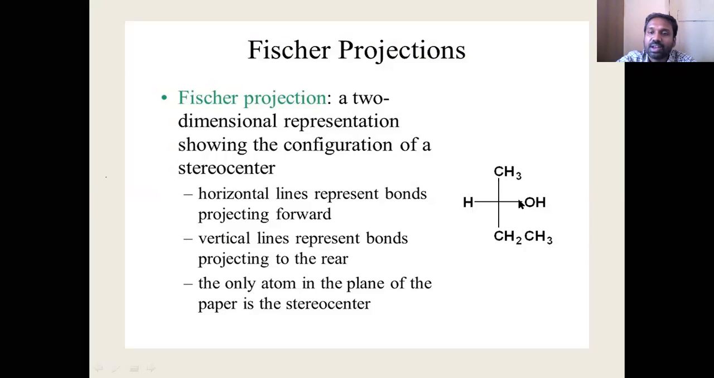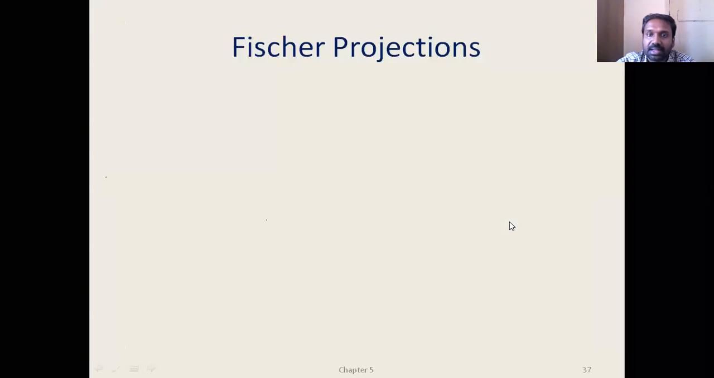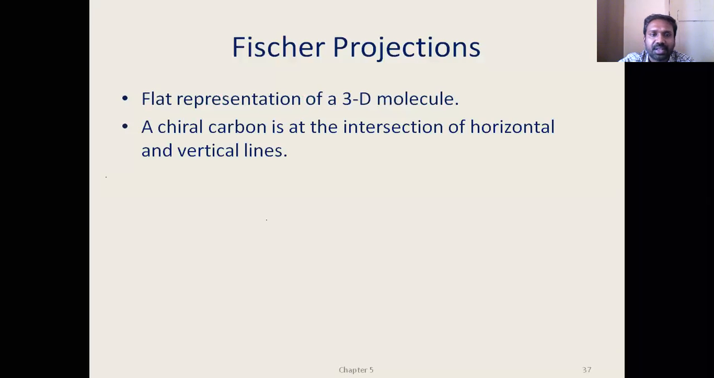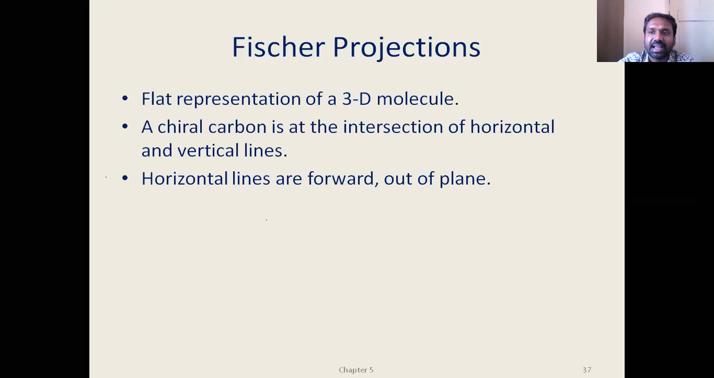In fact, there will be a single vertical line in any Fischer projection and many horizontal lines depending on the number of carbon atoms, or depending on the carbon skeleton. Flat representation of a 3D molecule. As I told you, there is an intersection between the horizontal line and the vertical line. At that intersection, carbon is placed, the carbon around which you are representing the bonds.